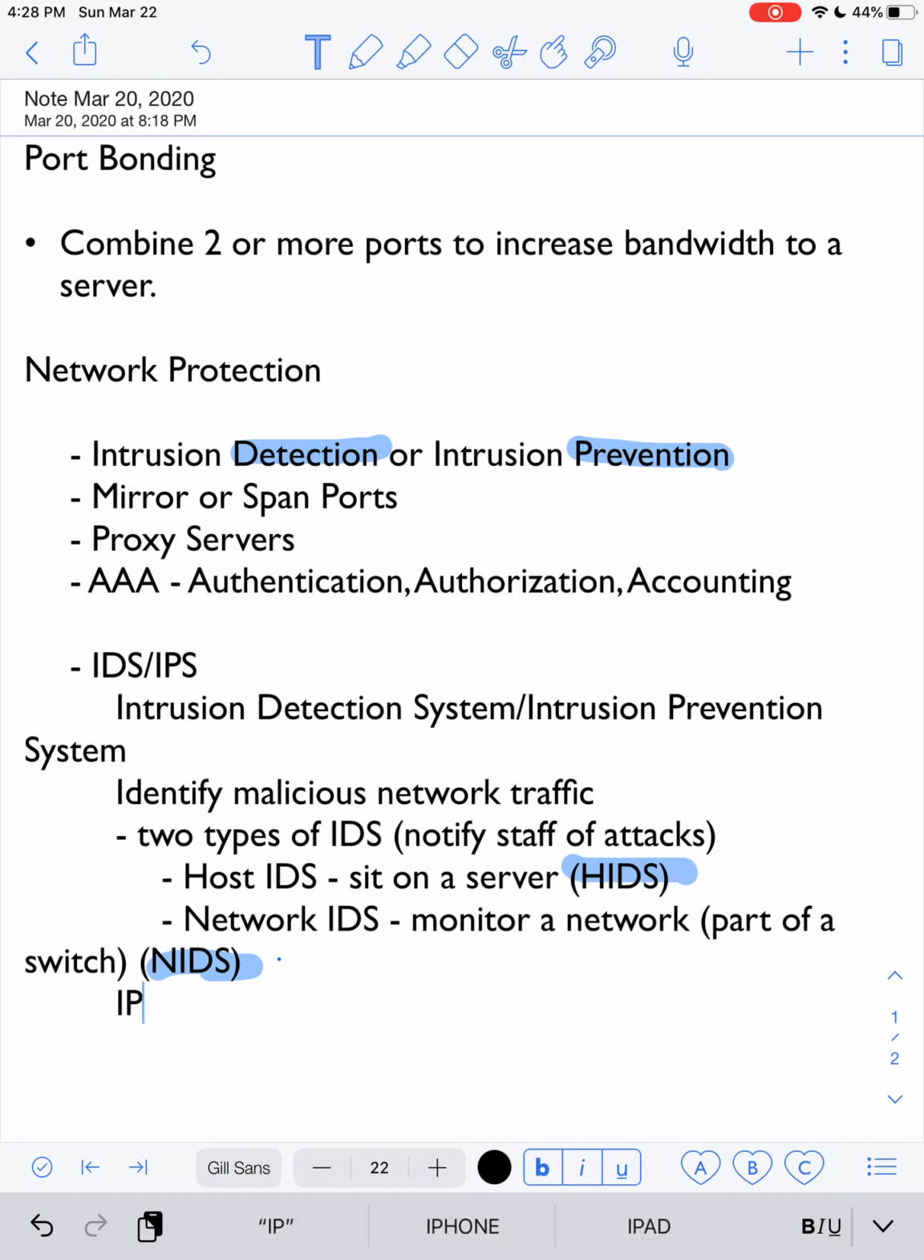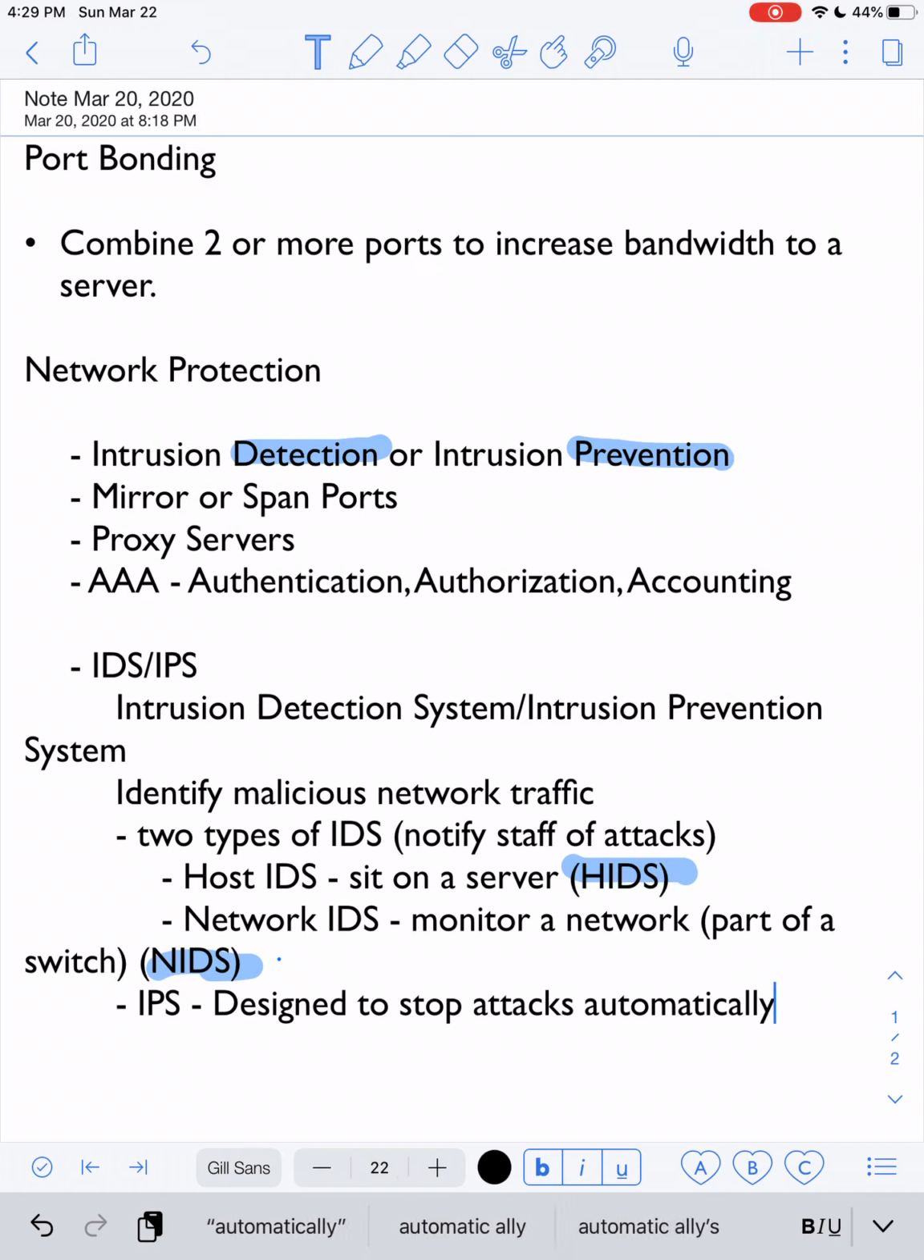An IPS, or an intrusion prevention system, these actually are designed to stop attacks. So they can notify you, but they will actually stop the attack. That's what they're designed to do. These typically are inline devices.